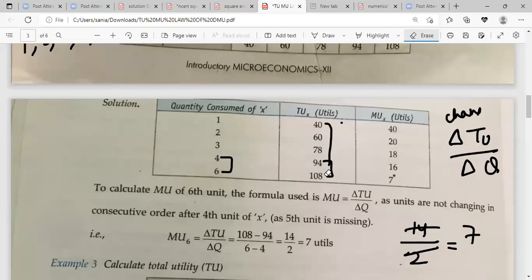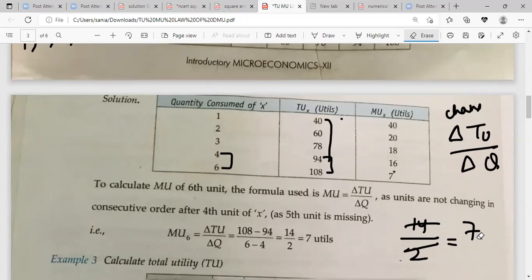How much TU is changed, ma'am? 14. And what about the quantity? Q is basically the quantity. So from 4 to 6, it changed by 2. So 14 divided by 2, the answer is 7. Clear? Yes, ma'am. Okay.